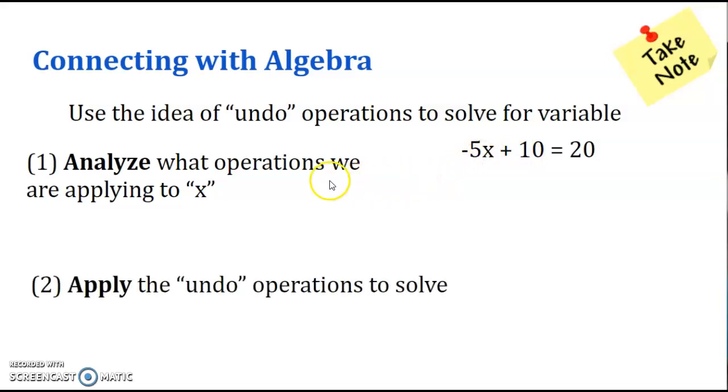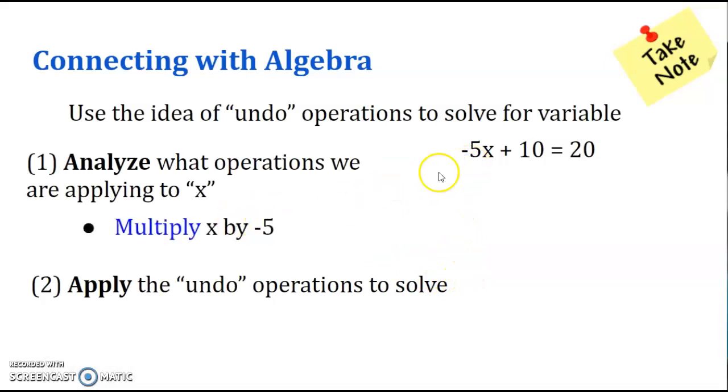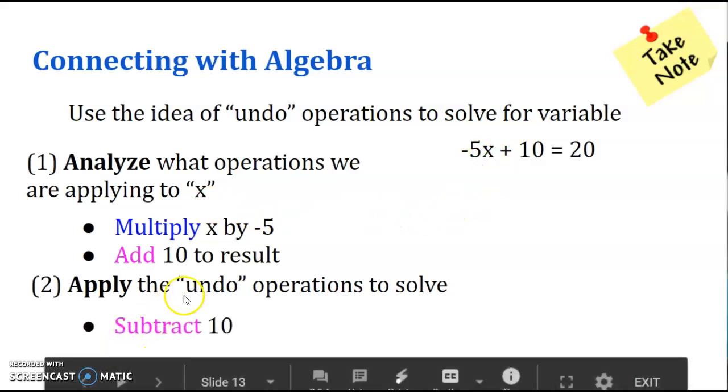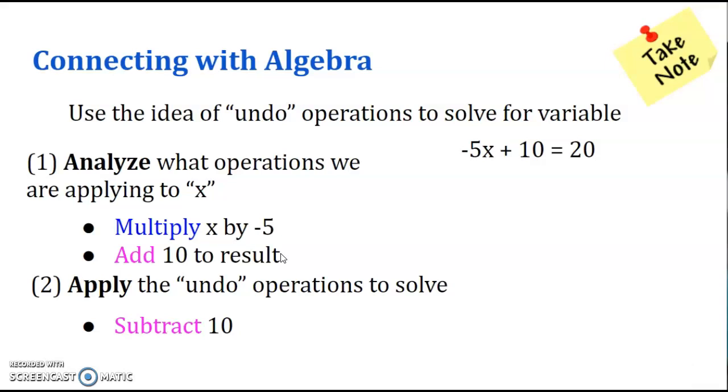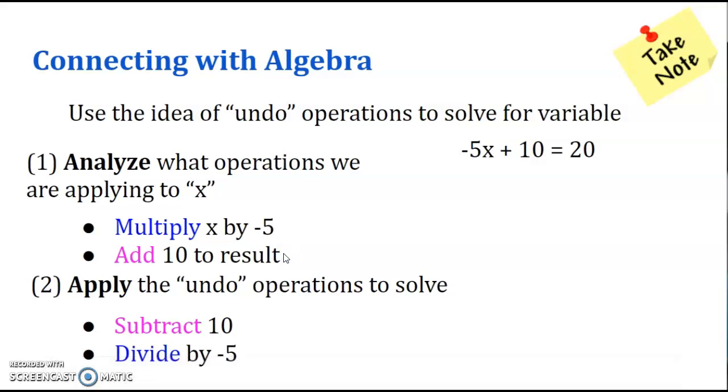So we need to start by analyzing what operations we are applying to x, and then we apply the undo operations to solve. So in this case, we multiply x by negative 5. That was what was done first, and then we added 10 to the result. Okay, so to find what the variable x value is, we need to start with what was done last, which is add 10. So we need to undo adding 10, and so we subtract 10 instead, and then instead of multiplying x by negative 5, you are going to divide by negative 5.